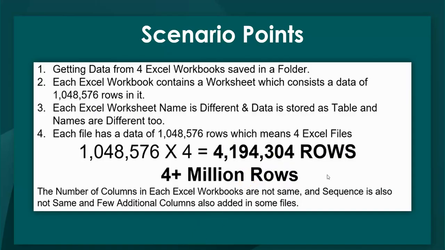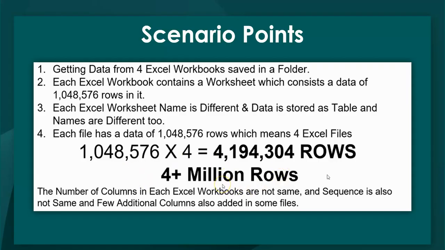Another point is that each Excel worksheet name is different, and the data is stored in table format in each workbook, and the table names are also different. So every Excel file contains a worksheet with a different name, and the data table names are different too. As I told you, we will get around 4 million rows. It could be larger in your scenario, but this will cover the concept. Each workbook contains more than 1 million rows, so we have 4 workbooks, 4 sheets, and 4 plus million rows of data together.